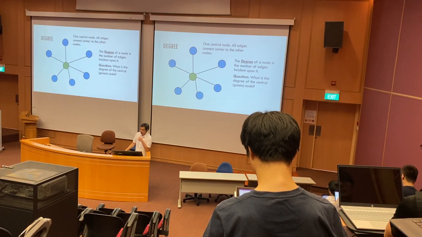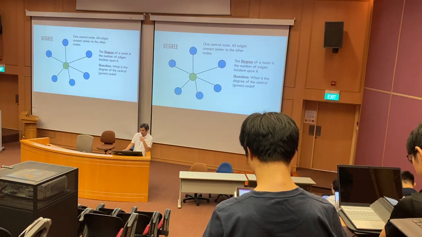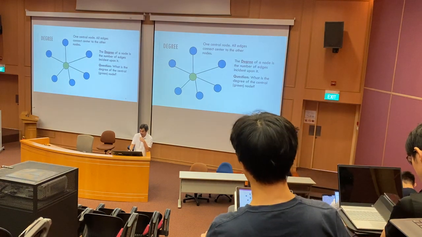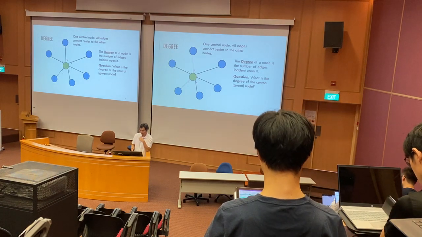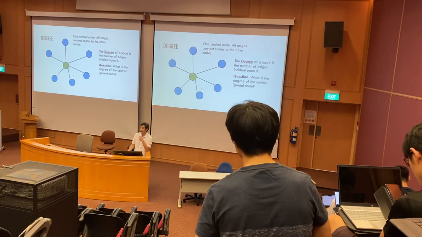So the degree of a node is the number of edges that are incident upon it. So let's just take an example. What is the degree of the central green node? You just count how many edges are incident upon it. 1, 2, 3, 4, 5, 6. Okay? That's it. It's just 6. So that's going to be the degree of the central node.